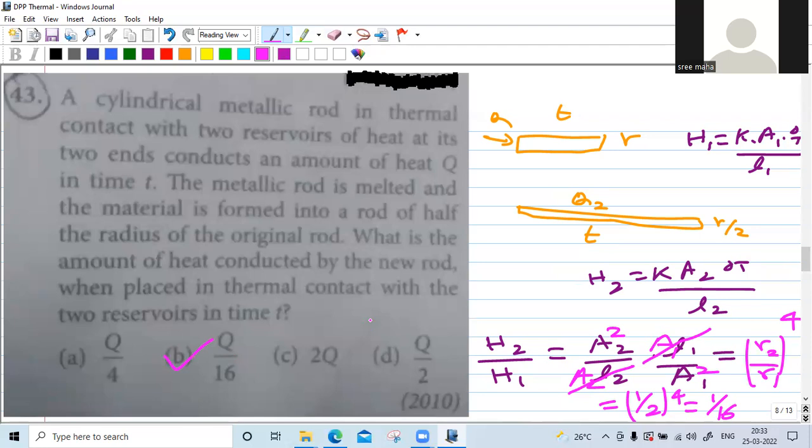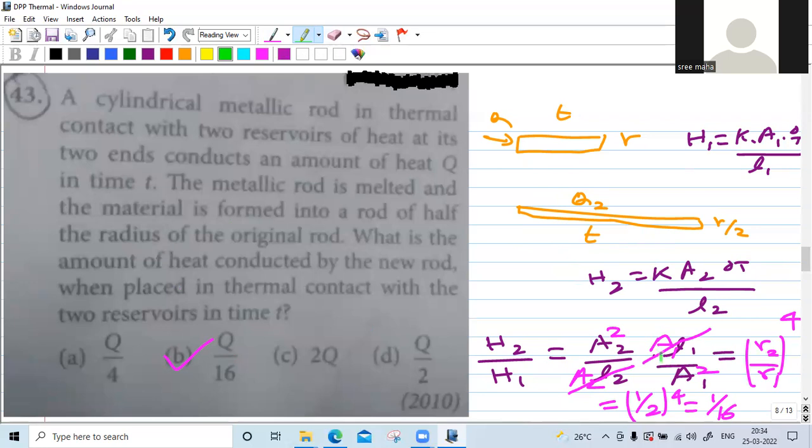Check the answer. Yes, sir. Okay, is it clear? Yes, sir. Okay. The first one is like this. Second one, the rod has become thinner.